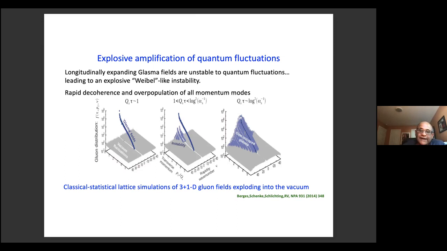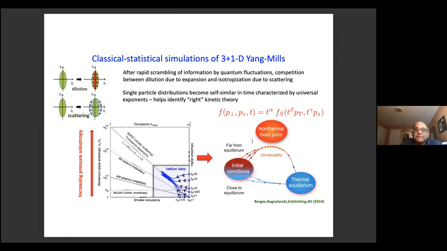Okay, so you get this overoccupied system. Now what then? If you look in momentum space.